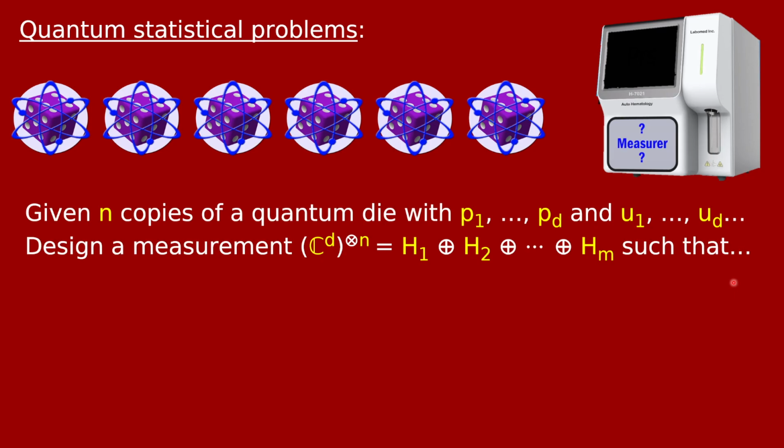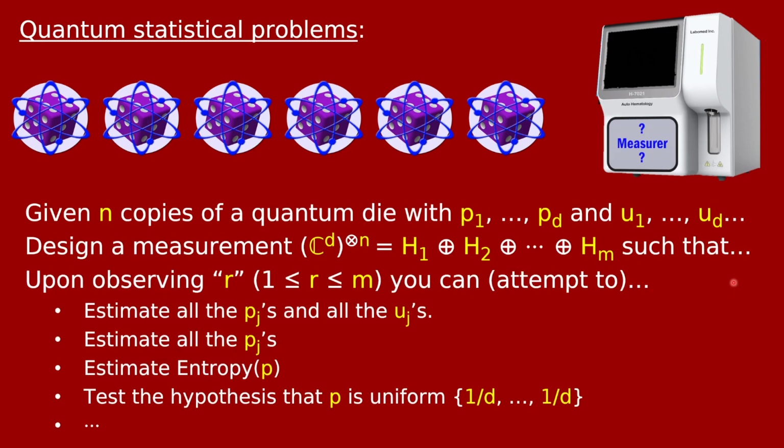And you're trying to use this measuring device to learn something about this quantum state. So once you plug your quantum dice into this measuring device, it gives you back one of these quantum events, H1 through HM. And given what you see on the readout, you might be able to, let's say, estimate all the p's and all the u's. This is sort of the full quantum state learning problem.